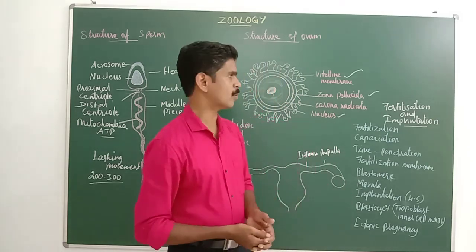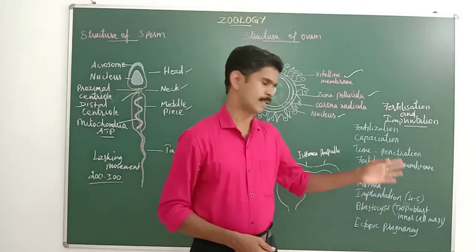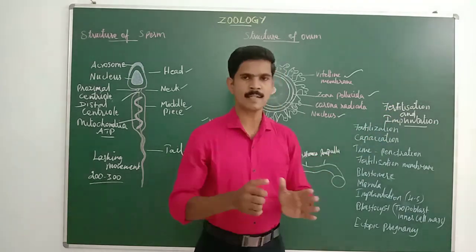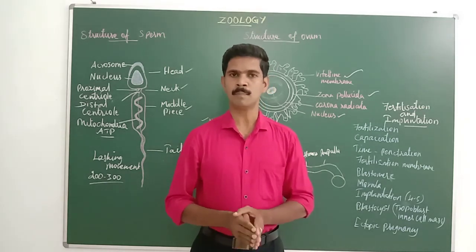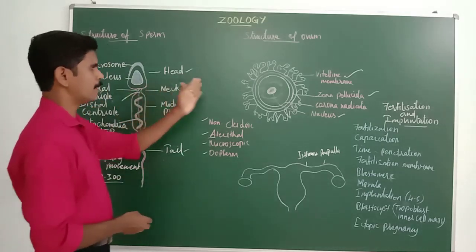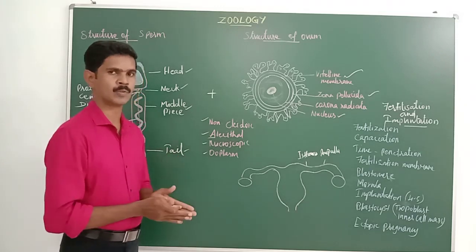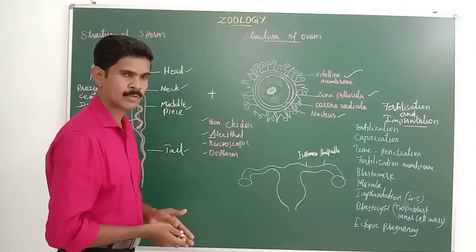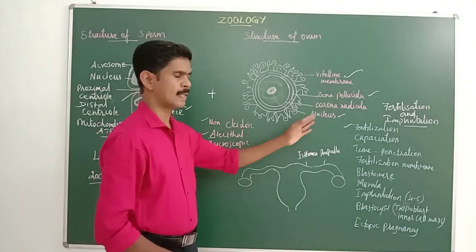Okay, then we are moving to the next topic, fertilization and implantation. Listen very carefully. Mainly 2 more questions are here. Fertilization means the fusion of both male and female gametes. Both gametes are joining together, and finally the egg is converted into a zygote. So this process is called fertilization.